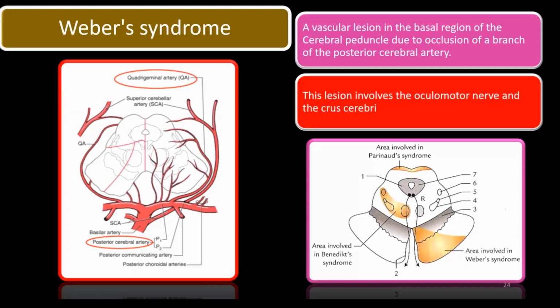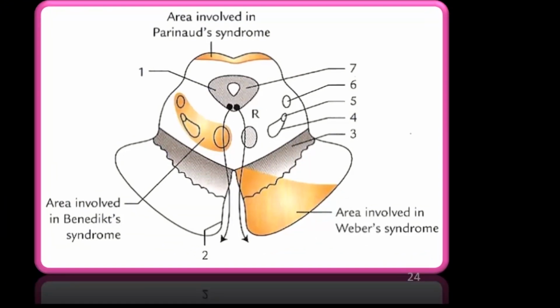As we noted earlier, one of the branches supplying the midbrain is the posterior cerebral artery. Weber's syndrome is a condition where there is a vascular lesion in the basal region of the cerebral peduncle, and this could come as a result of occlusion of a branch of the posterior cerebral artery. In this image, this is the area of the midbrain that is affected in Weber's syndrome.